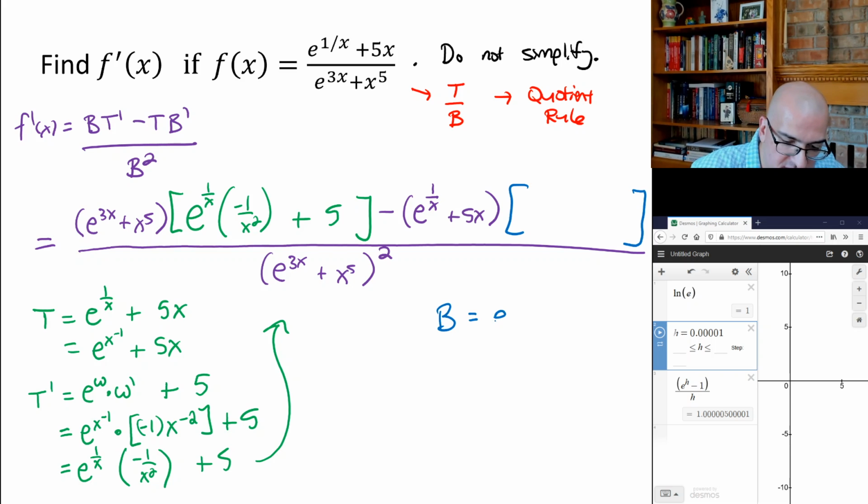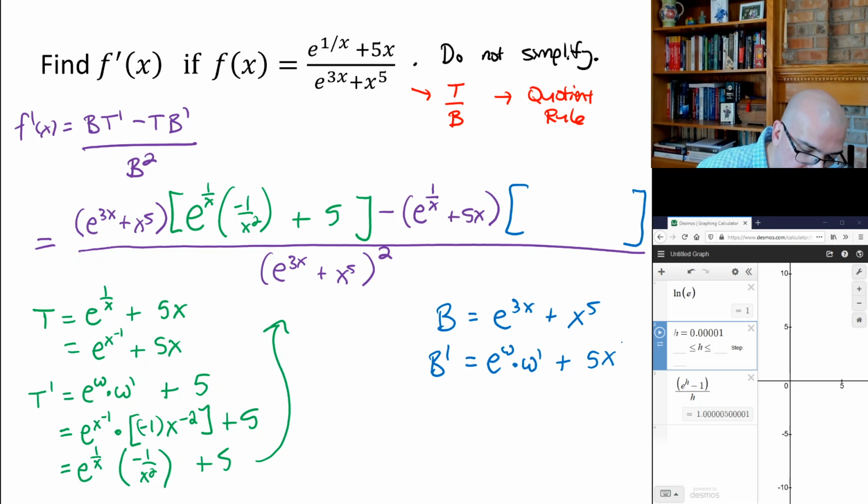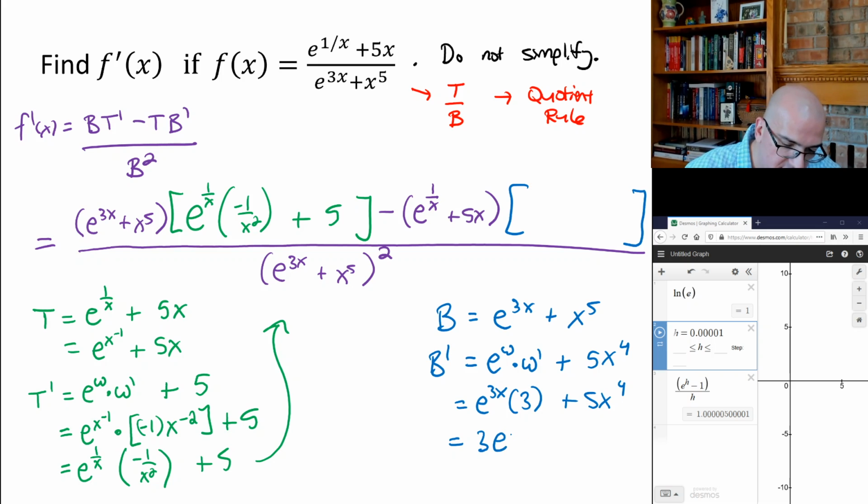Now b, the bottom function is e to the 3x plus x to the power 5. When we take the derivative, we're going to have an e to the w times w prime plus 5x to the power 4. So e to the w times w prime, we're going to have e to the 3x times 3 plus 5x to the power 4. And then I'll put that in traditional format, 3e to the 3x plus 5x to the power 4.